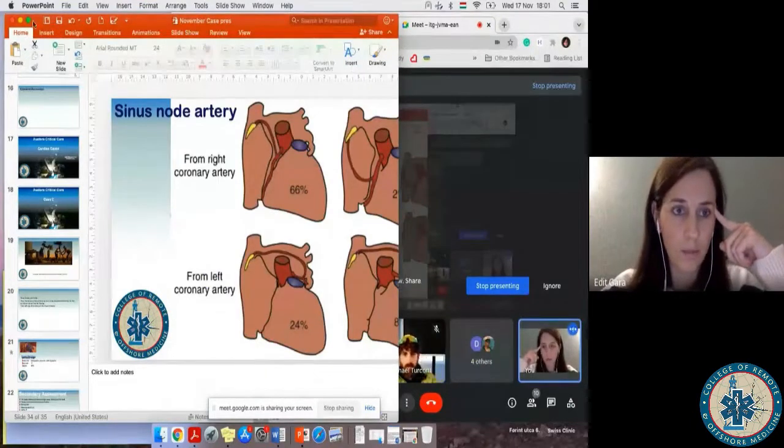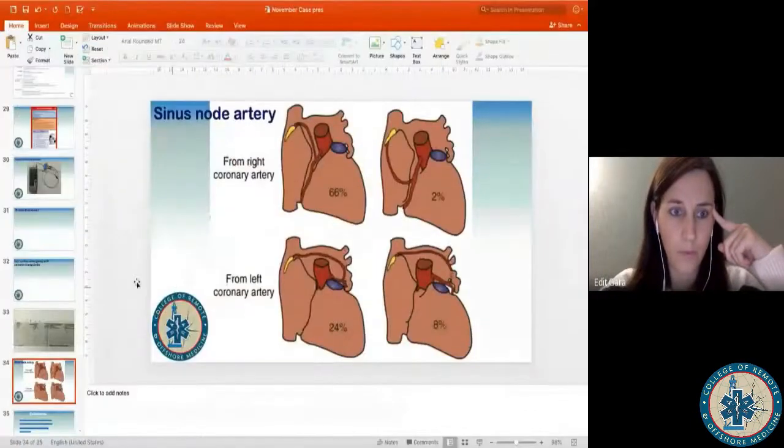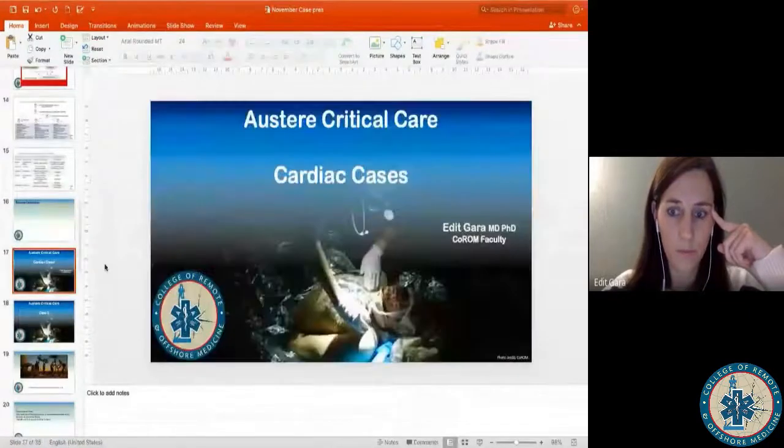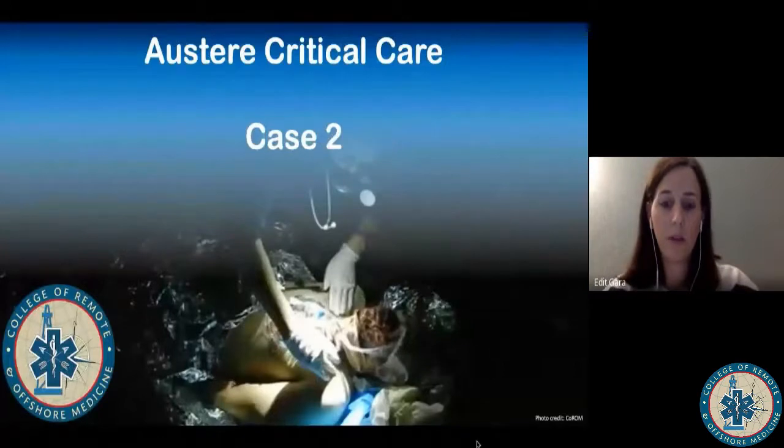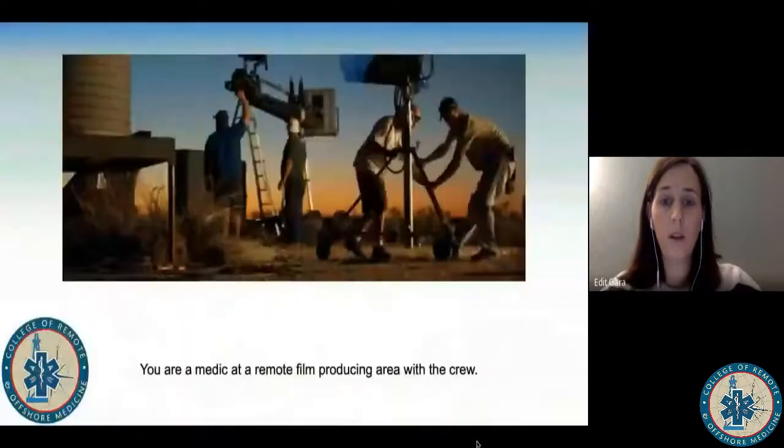We are going from here. I hope everyone has arrived. This is our second cardiology case this week. Last week we had a very good interaction.